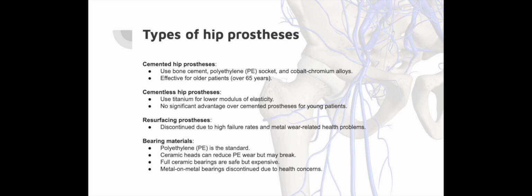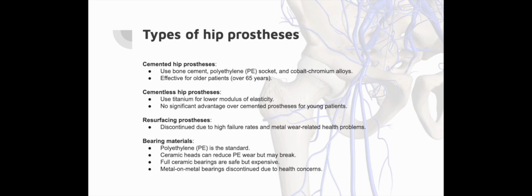Three main types of prosthesis exist: cemented, uncemented, and resurfacing. Cemented prostheses use bone cement for fixation, while uncemented prostheses rely on direct bone ingrowth. Resurfacing prostheses, once popular among young patients, have been discontinued due to safety concerns. Most modern prostheses are modular, allowing for customization during surgery.